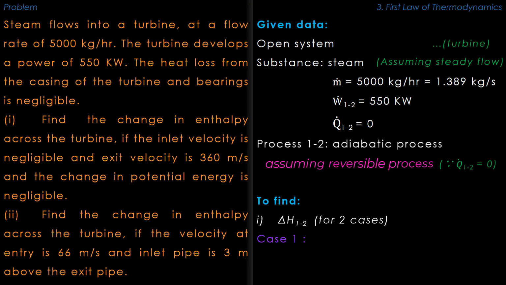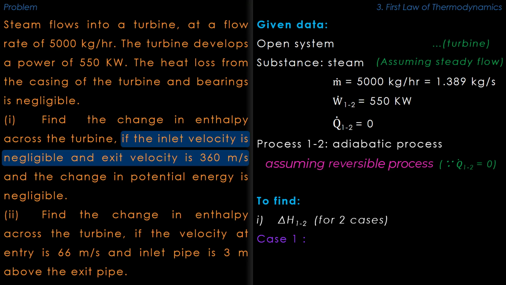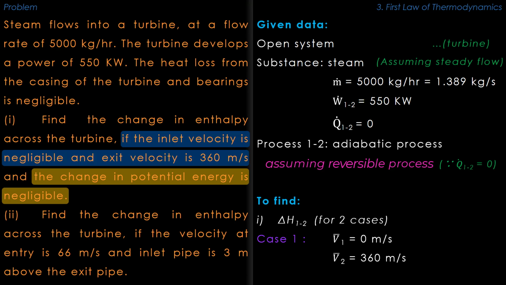In the first case, we have to consider the inlet velocity V bar 1 equal to 0. The exit velocity V bar 2 equal to 360 meter per second. Whereas the change in potential energy is considered to be negligible or 0. So we can write delta PE is equal to 0, which means that Z1 is equal to Z2.